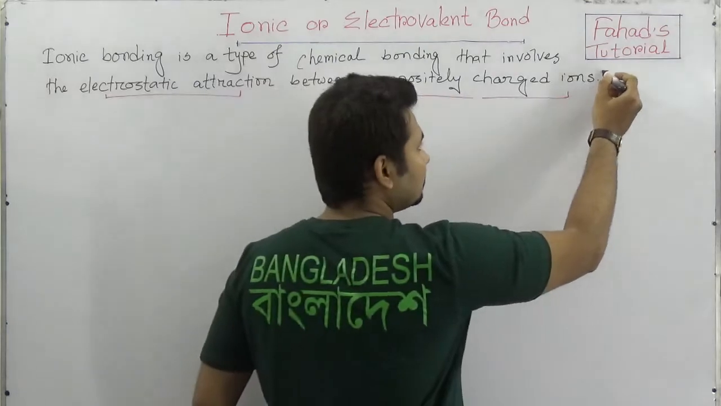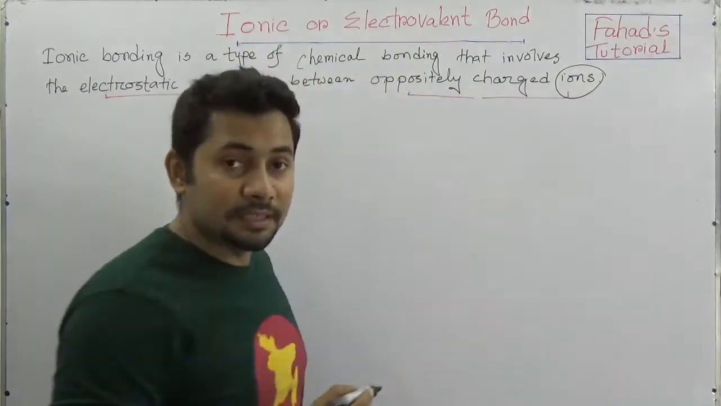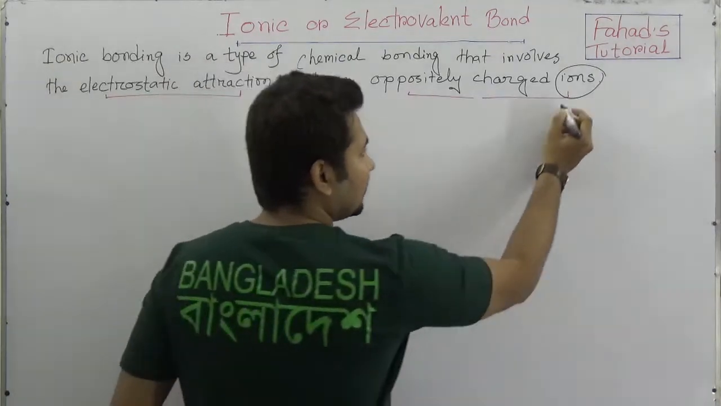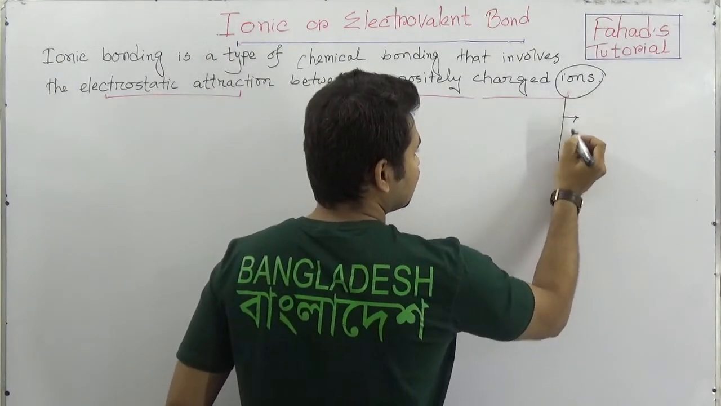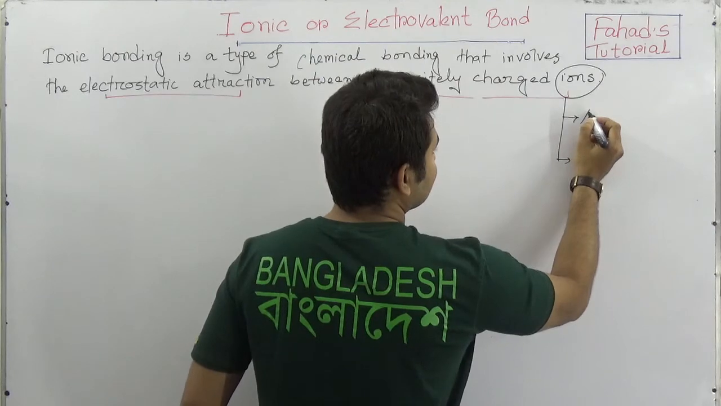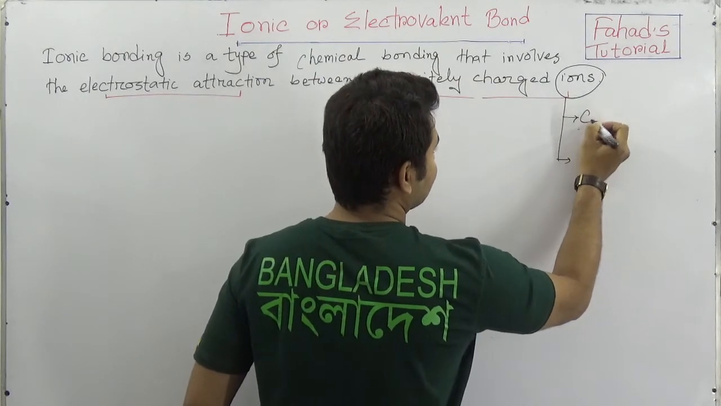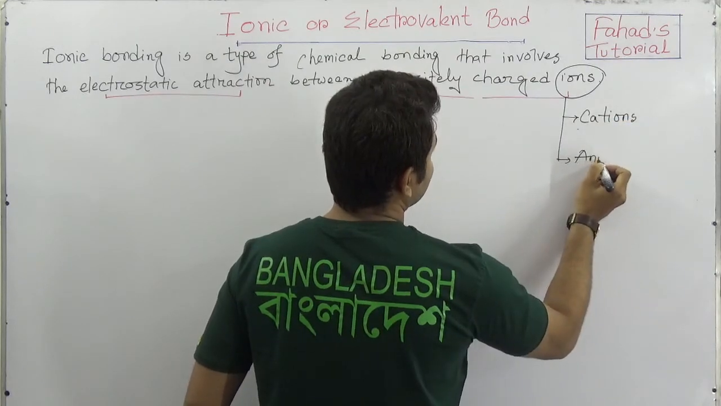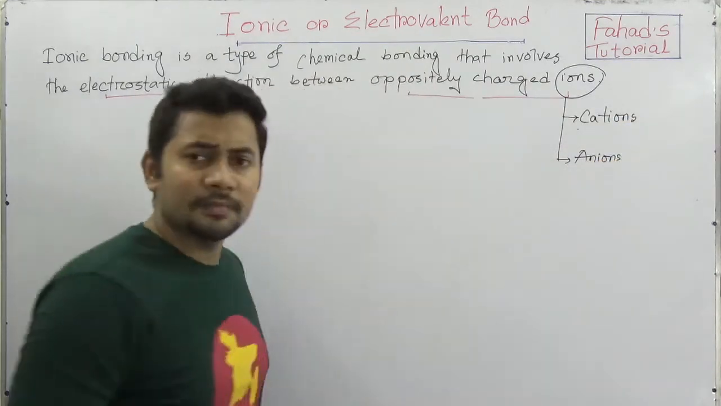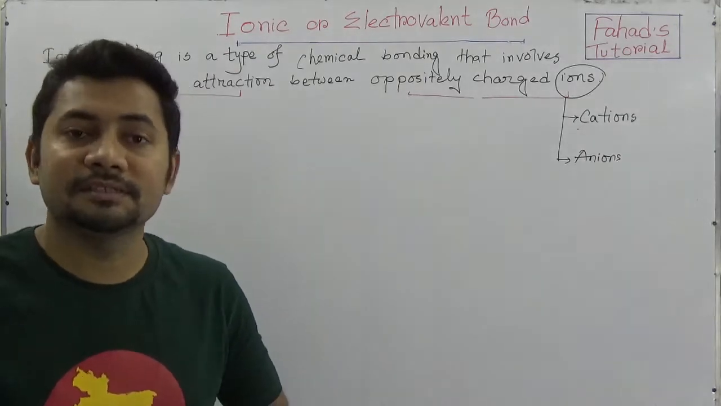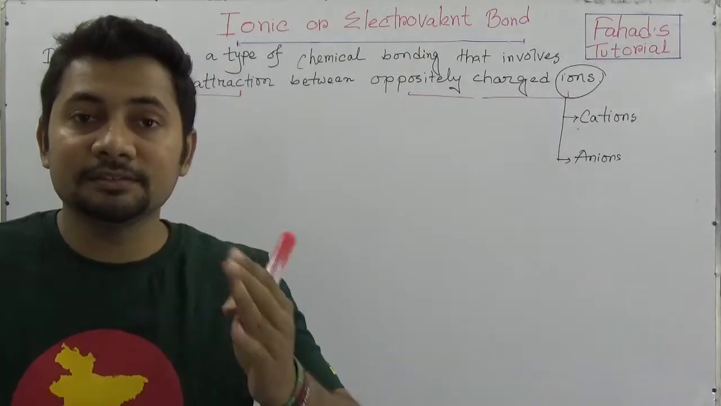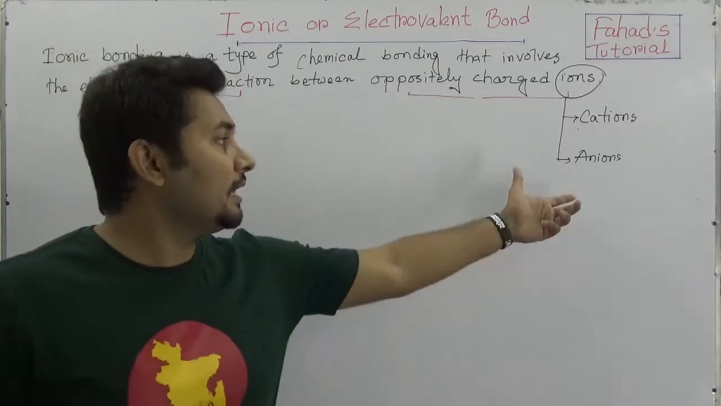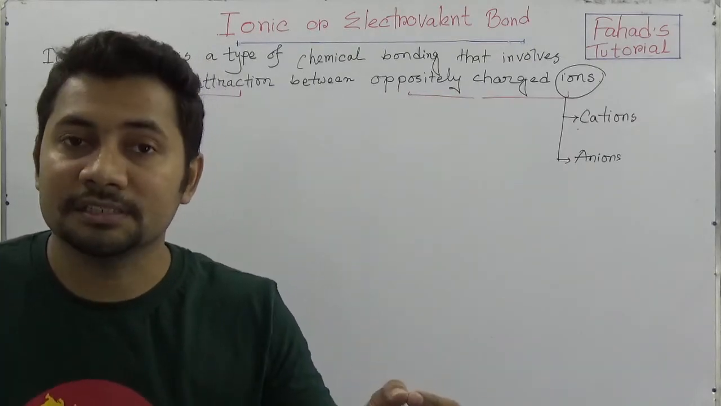As we're talking about ions, we need to know there are two types of ions, and these are cations and anions. The first one is cations and the second one is anions. I hope you know it already, because this is very easy. Cations mean positively charged atoms, and anions mean negatively charged atoms.